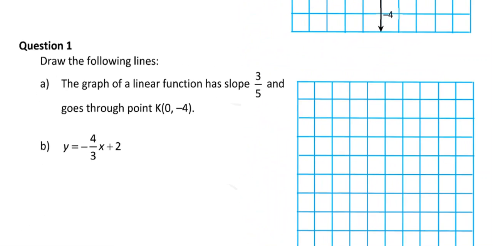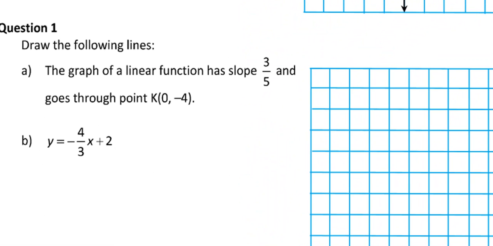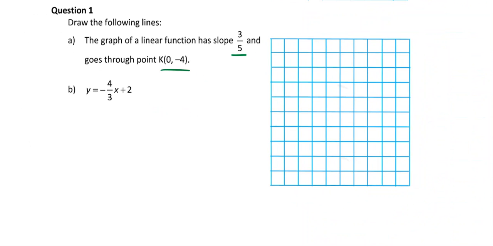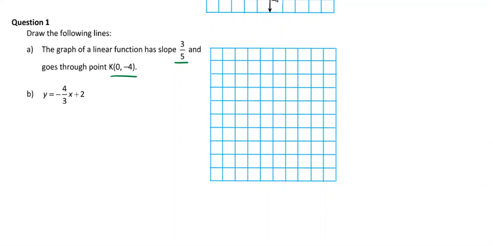Okay, so draw the following line. It says the graph of a linear function has a slope of 3 over 5 and goes through the point 0, -4. Okay, so what do we want to do here? Do you guys have any ideas? Okay, yeah, we'll do that first. We want to make the Cartesian plane. So we'll say 0, negative, so we have to have some negative. Let's do that and that.